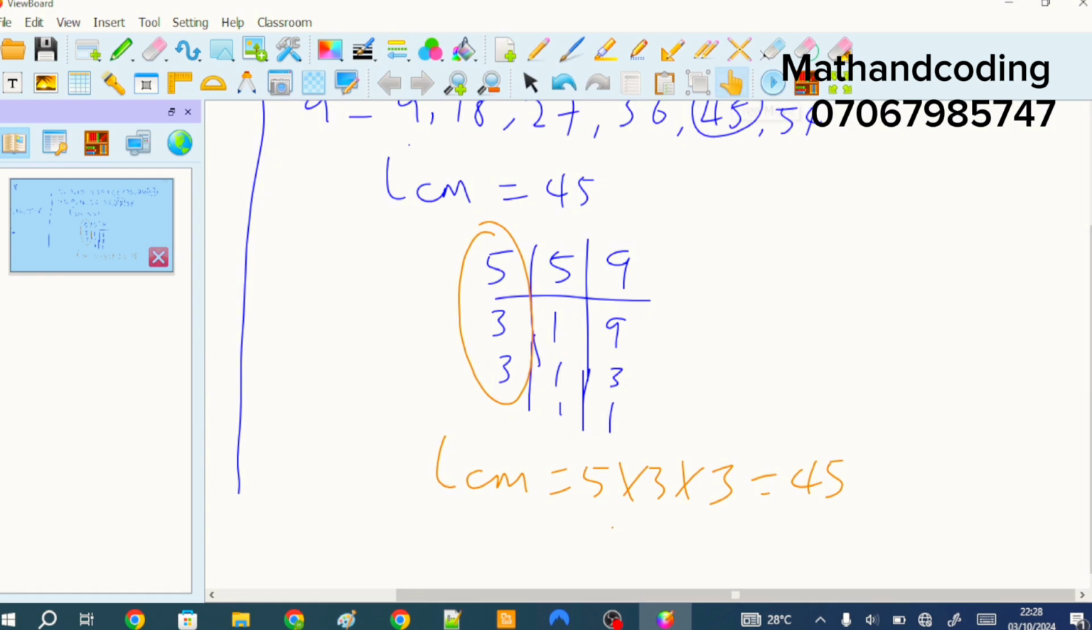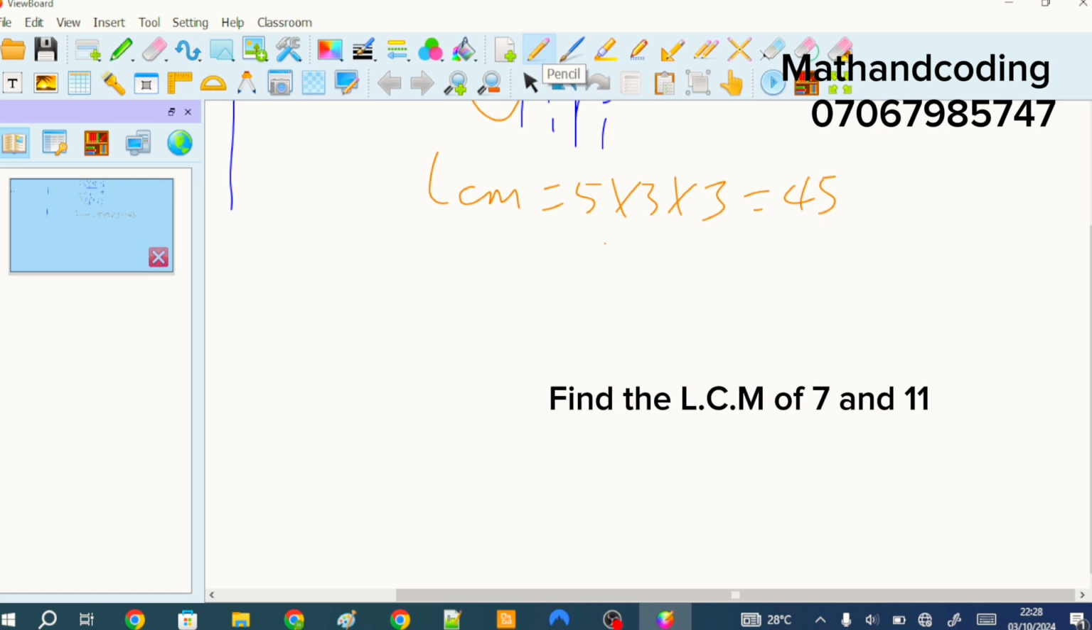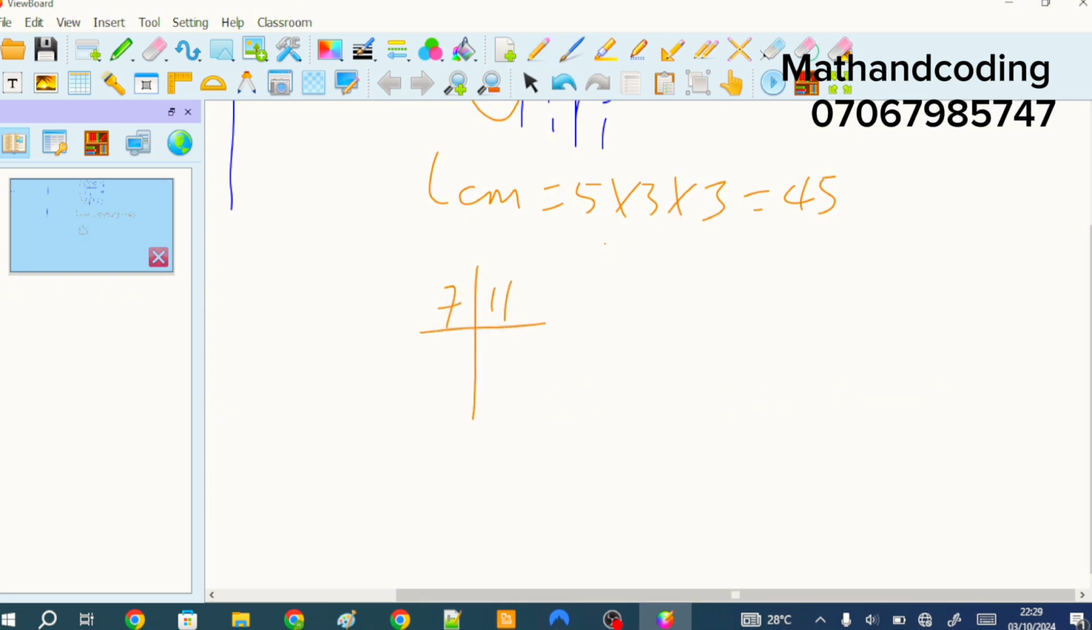Okay, let's take one more example. Remember, these are preliminary things that you need to know to forge ahead. So let's take another example. Find the LCM of 7 and 11. Okay, so we're going to write 7 and we're going to write 11. And then we'll look for a number that can divide both of them at the same time. If we cannot find such a number, then we look for a number that can divide either 7 or 11.